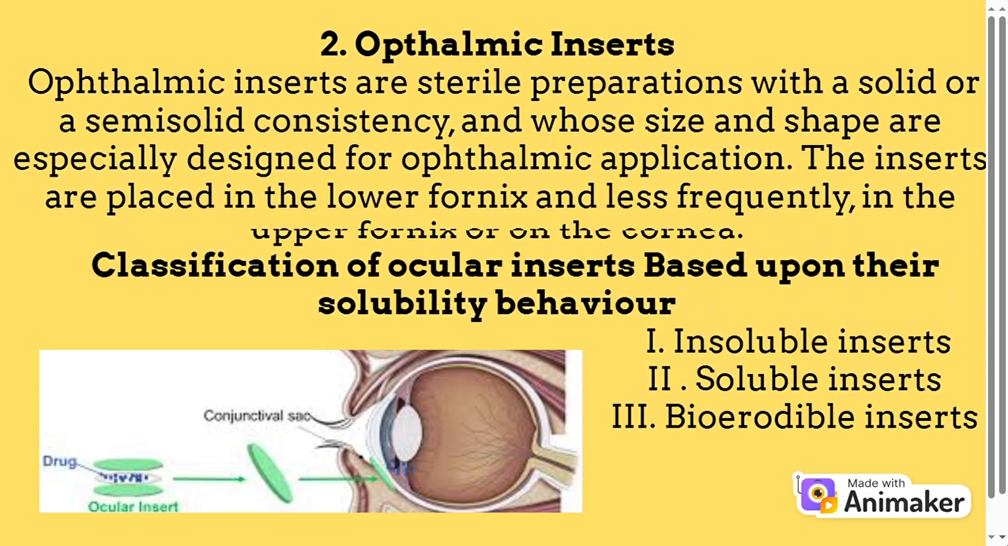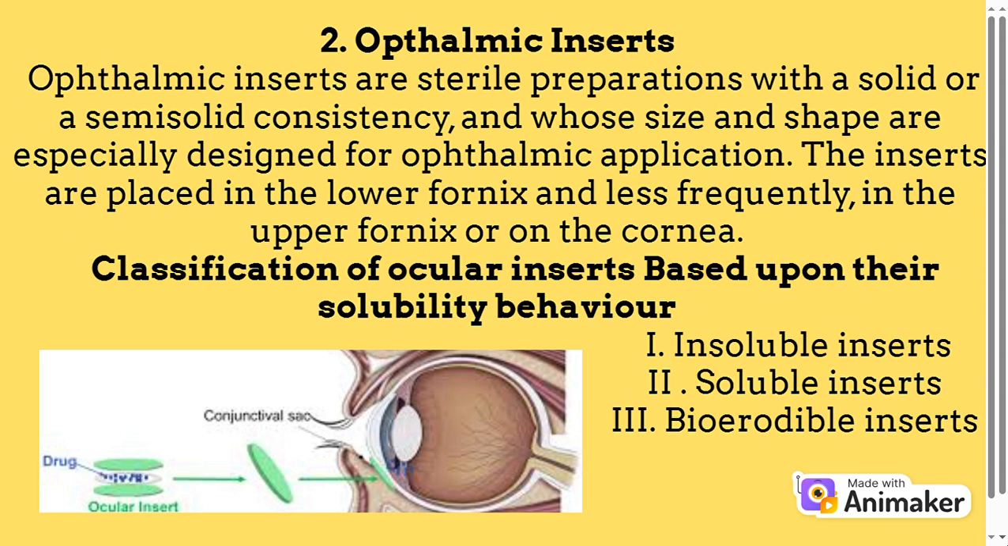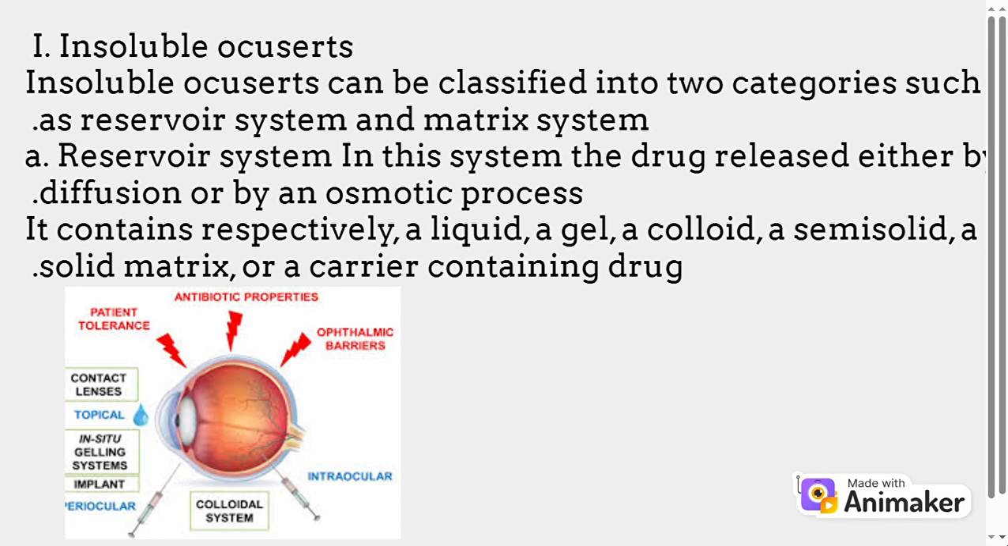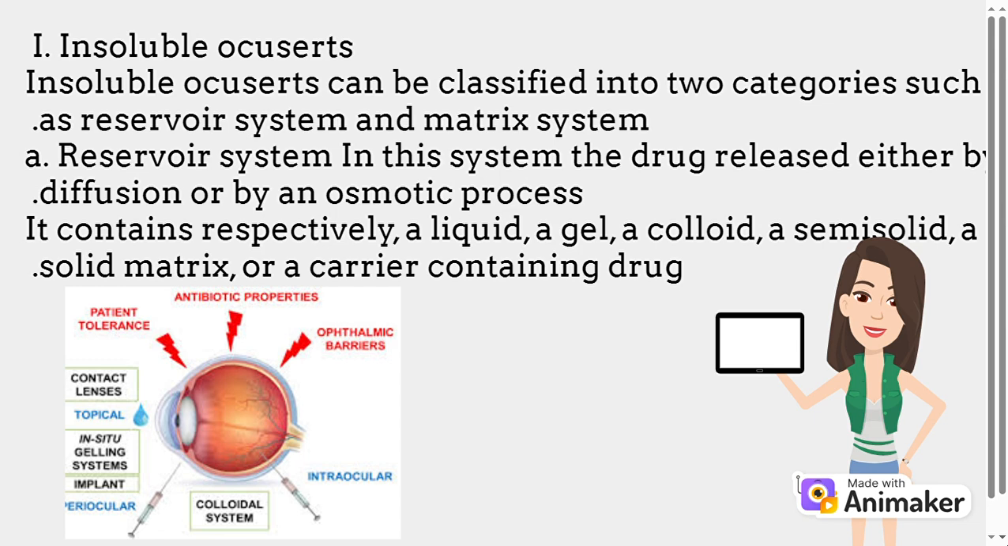2. Ophthalmic inserts. Ophthalmic inserts are sterile preparations with a solid or a semi-solid consistency, and whose size and shape are especially designed for ophthalmic application. The inserts are placed in the lower fornix and, less frequently, in the upper fornix or on the cornea. Classification of ocular inserts based on insoluble ocuserts. Insoluble ocuserts can be classified into two categories, such as reservoir system and matrix system.